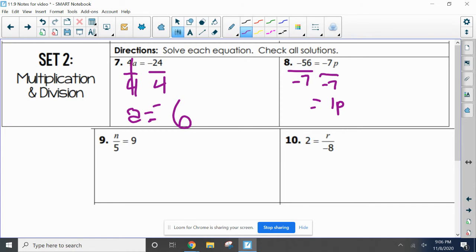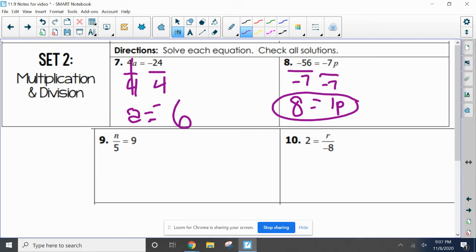Well, let's ignore our signs for a second. I know 56 divided by 7. What times 7 gives me 56? 8. And now let's think about our signs. I have two negatives. When I'm multiplying and dividing with two negatives, am I going to get a positive or a negative? That's right, a positive. So, positive 8.